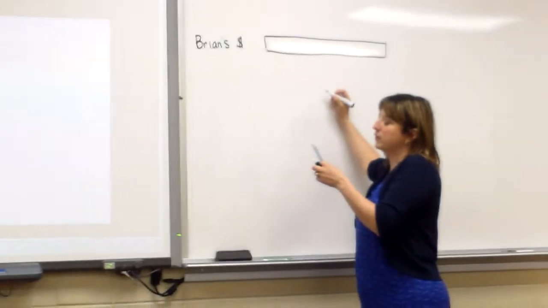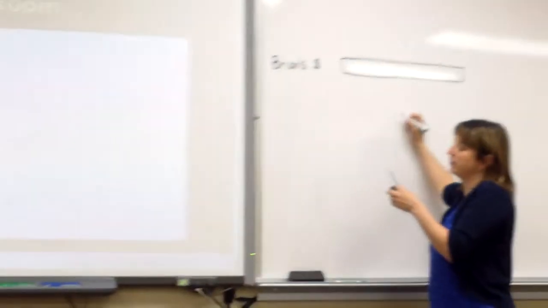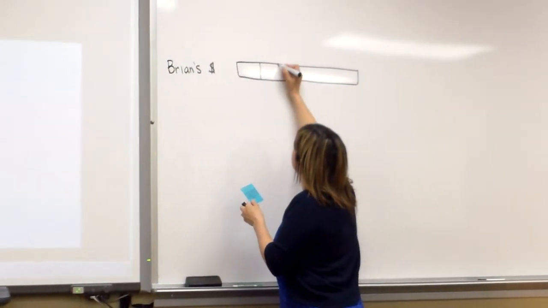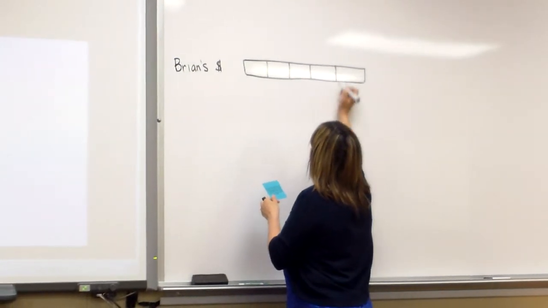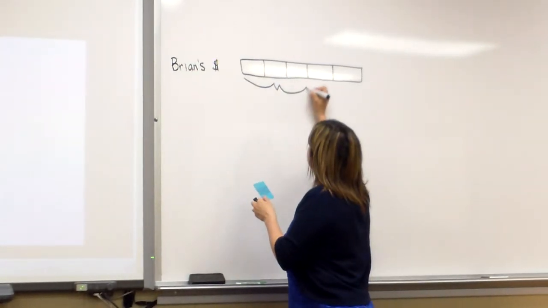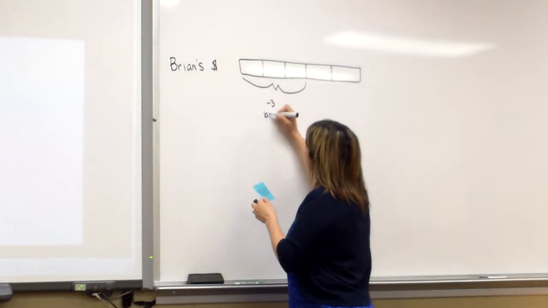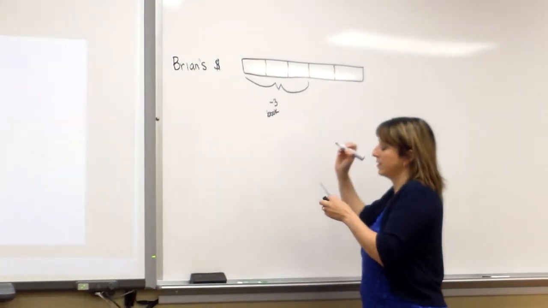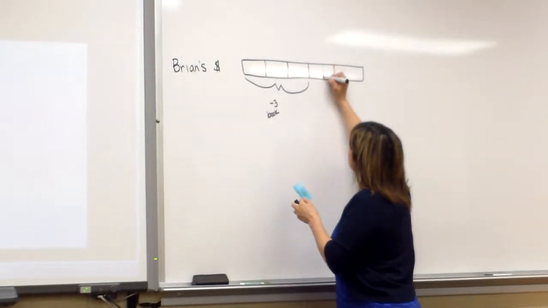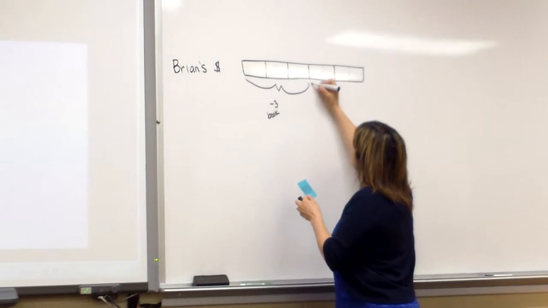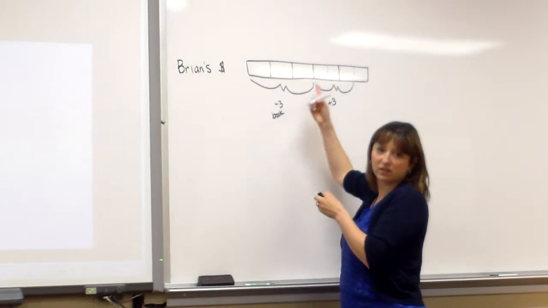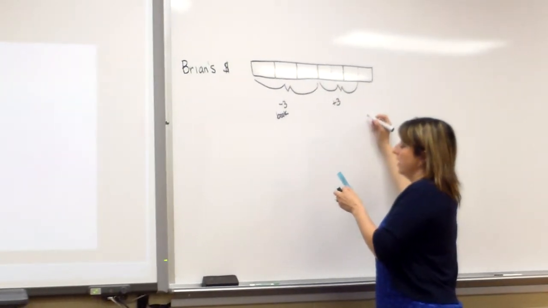Okay, so first we're saying Brian spent $3 less than 3/5 of his money on a book. So we're going to have to break this into fifths. So $3 is less than 3/5. So here's the 3/5, right? And I'm going to subtract 3 from that for the book. Okay, and $3 more than 3/4 of his remaining money on a pen. So I'm going to have to break this into fourths now, and plus 3 for this. So that's going to cancel each other out, right?